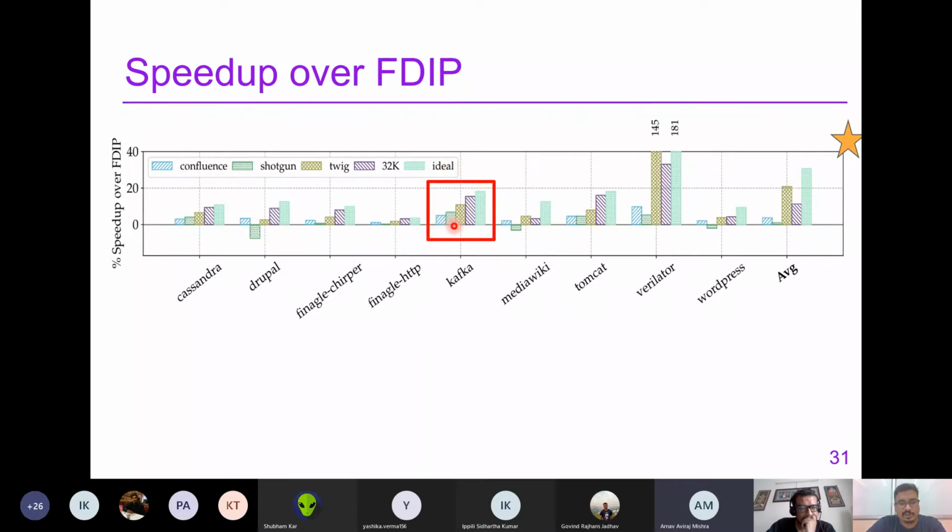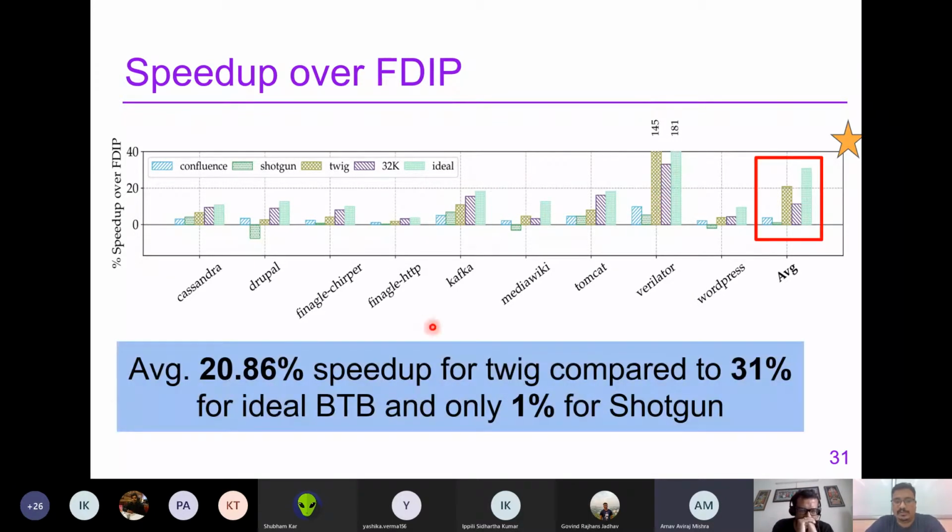As you can see, Twig is outperforming the state-of-the-art prefetchers, Confluence and Shotgun. A similar trend can be observed for other applications also. For some applications, Twig, which is an 8K entry BTB with software prefetching, is even outperforming the design with a 32K entry BTB. On average, Twig achieves a 20.86% speedup compared to a 31% speedup in the case of the ideal BTB and only 1% speedup with Shotgun.